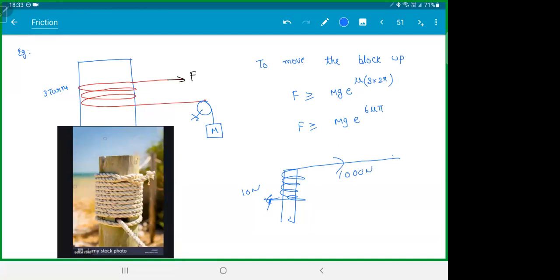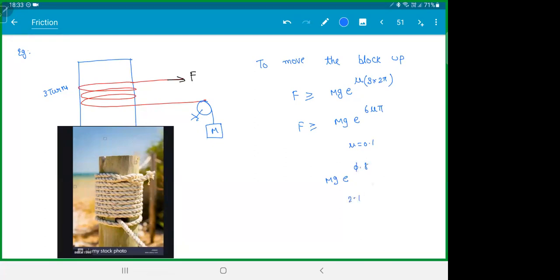You can balance a force of 1000 newtons with just a small 10 newtons. Meaning, just look at this now. Example, if you take mu equal to 0.1, also a simple thing, this would be mg e power 0.6 pi. Pi is almost 3, so that is almost 1.8.